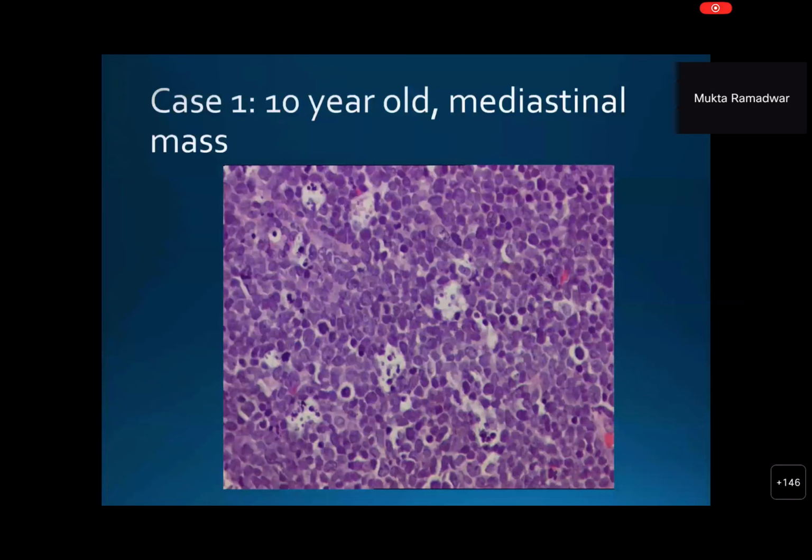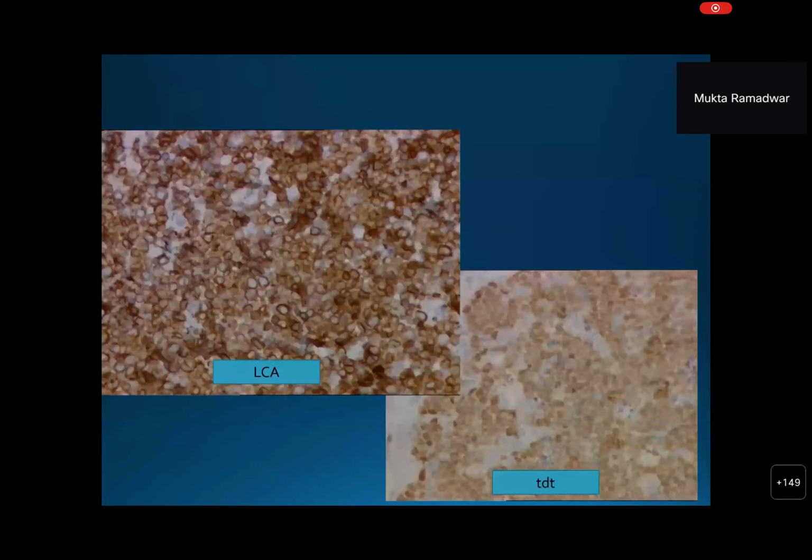In fact, I did not want to spend a lot of time on this case, but I wanted to drive a point across that the first step is to recognize that it is a round cell tumor. This is a prototypical round cell tumor. In this case, this was intracranial lymphoblastic lymphoma, right? So with this classical image in our mind, we should move further.